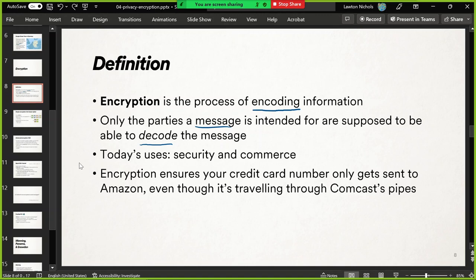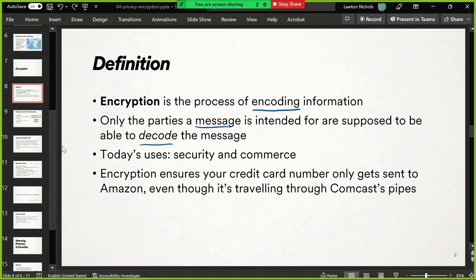And so it just makes sure, right? If you encode your credit card, because you want to send it to Amazon and you don't trust anybody along the way, like maybe you have Comcast internet, Xfinity or whatever, and you're sending it through Comcast's internet pipes to Amazon, encryption ensures that only Amazon sees your password, right?